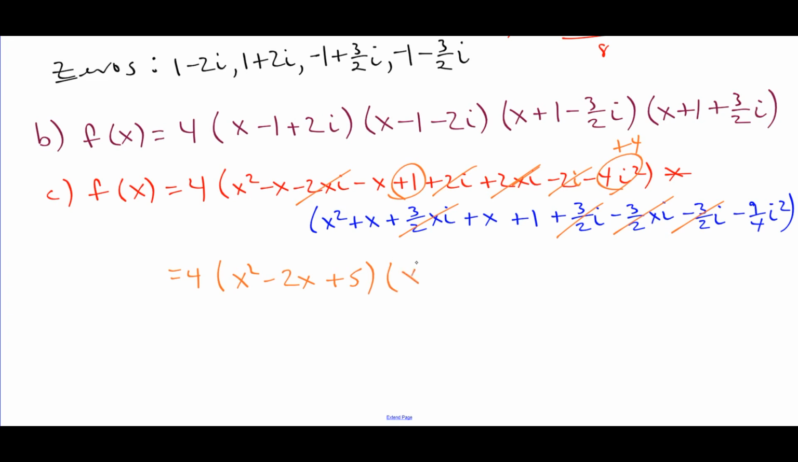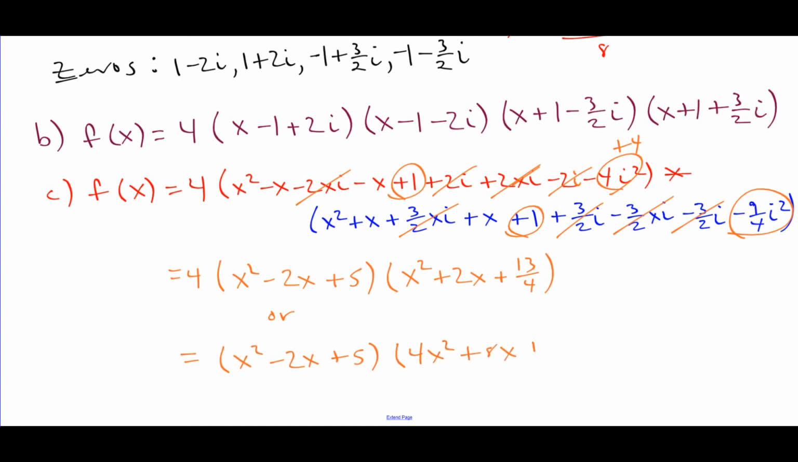Here I've got x squared, I've got 2 x's in there. And then here I've got the 1, and then this is going to give me plus 9/4. So that's going to give me plus 13/4. Or, if we don't want to have this fraction in here, I can take this 4 and distribute it into this parenthesis. And we would have x squared minus 2x plus 5, 4x squared plus 8x plus 13.